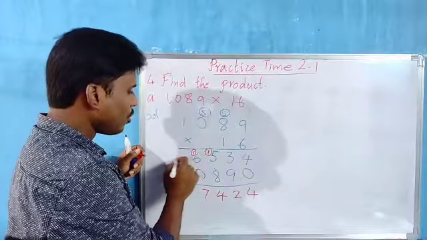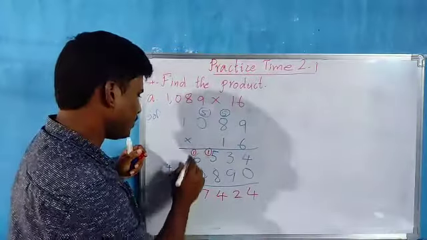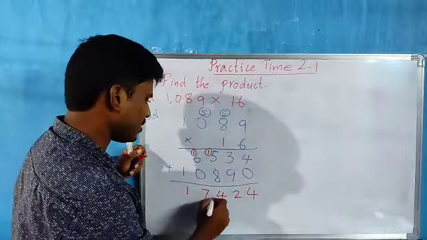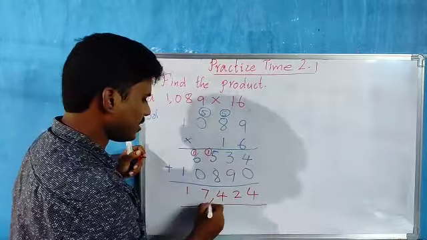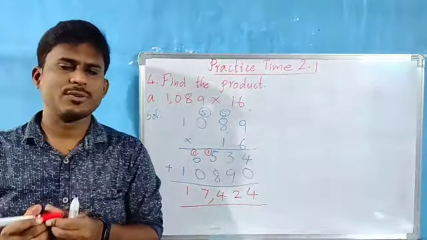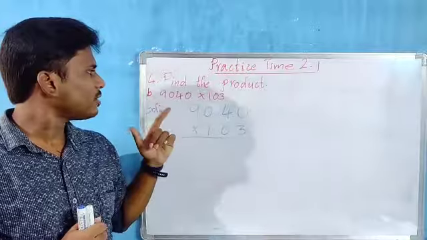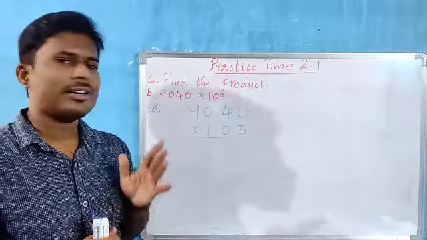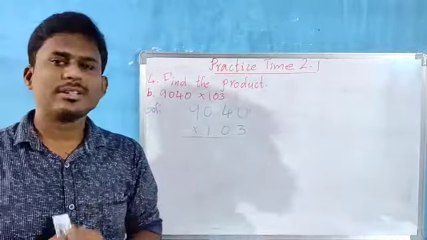And there is no place here in the first step. So we are writing just 1 as it is. Now this is our answer, children. 17,424, children. B question. 9040 into 103.